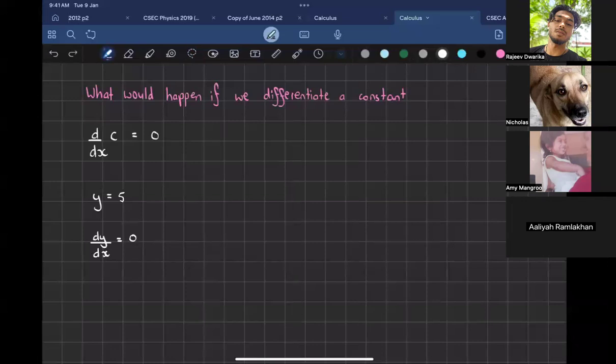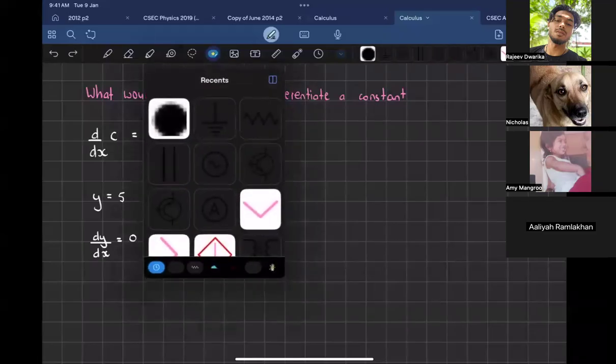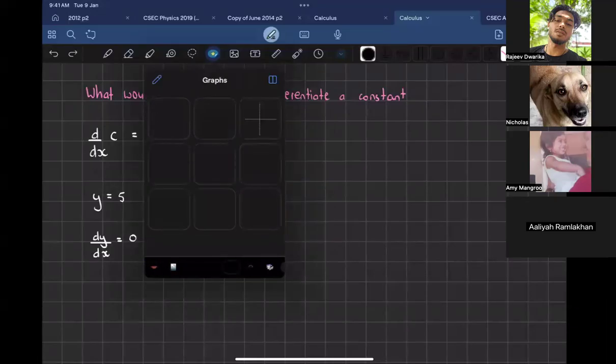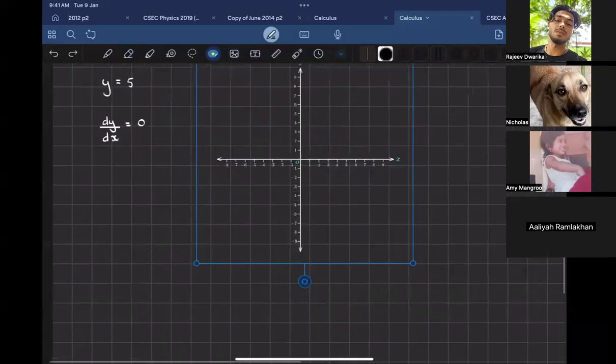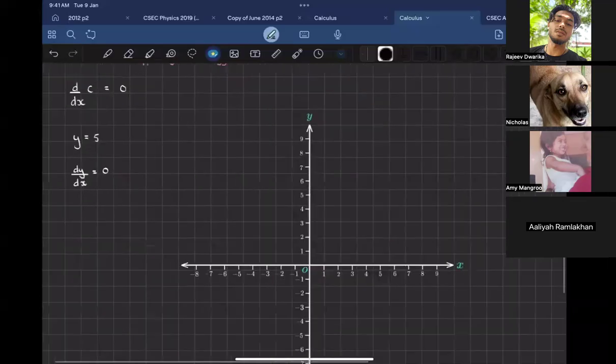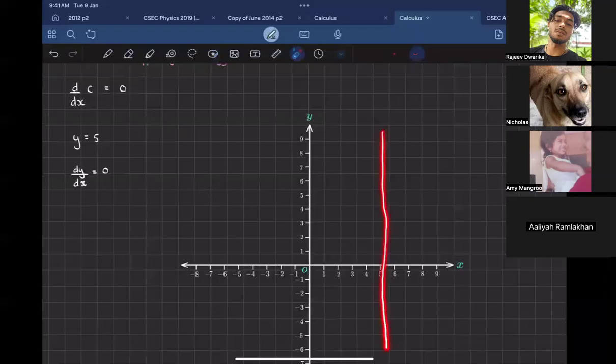If I had a pair of axes, I'm going to show you something. Leah, if I have a function y is equal to 5, what does the graph for that look like? Is this the graph for y is equal to 5? No. What about this?